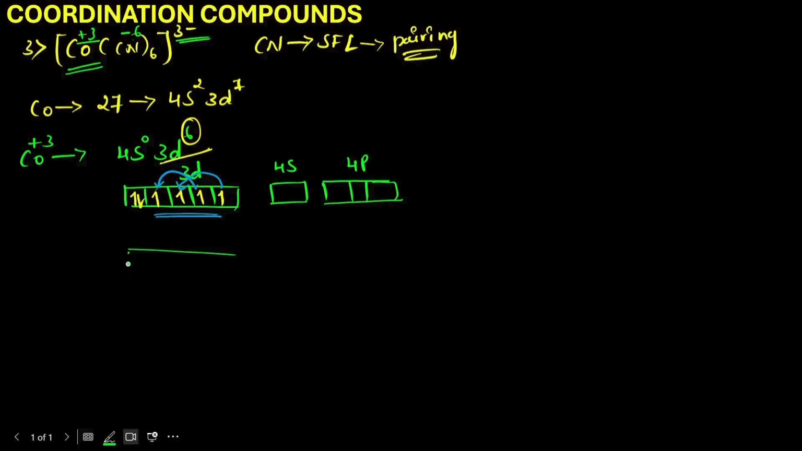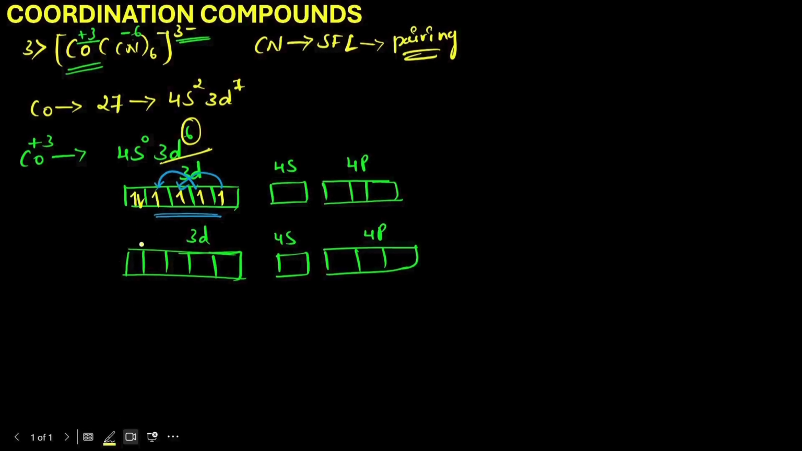Again we will write 3d, 4s, it is 4p. How many electrons are there totally? 6 electrons which are paired. Therefore 2 electrons here, here 2 electrons and here 2 electrons. So we know that 6 CN ligands are there. Each ligand donates 2 electrons towards the central metal atom.